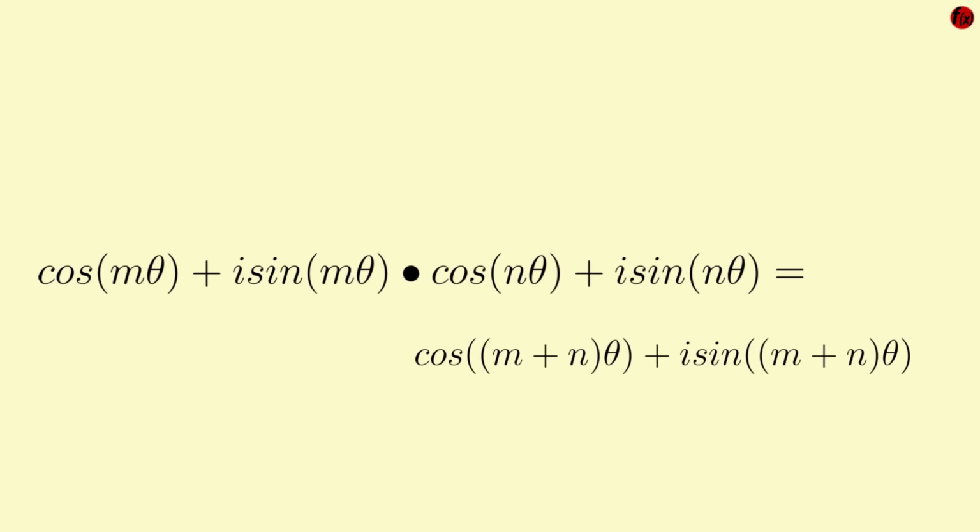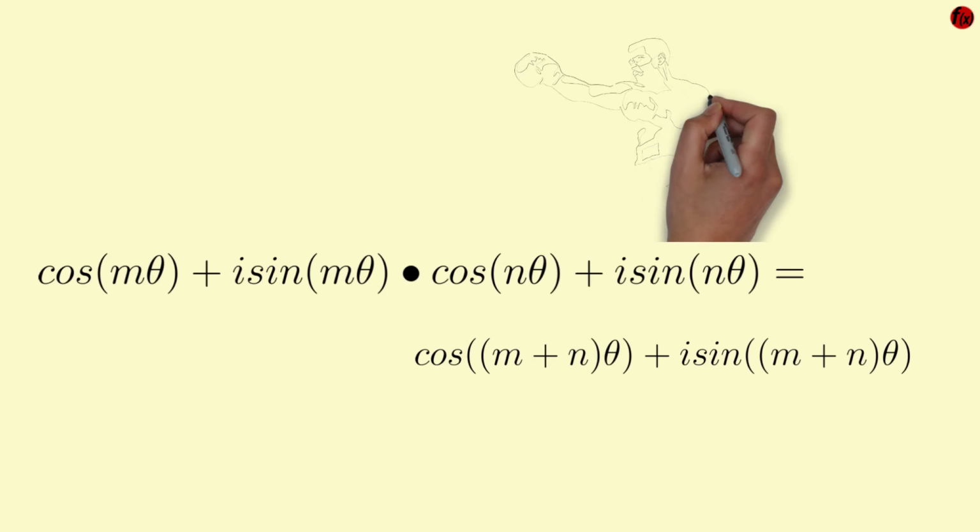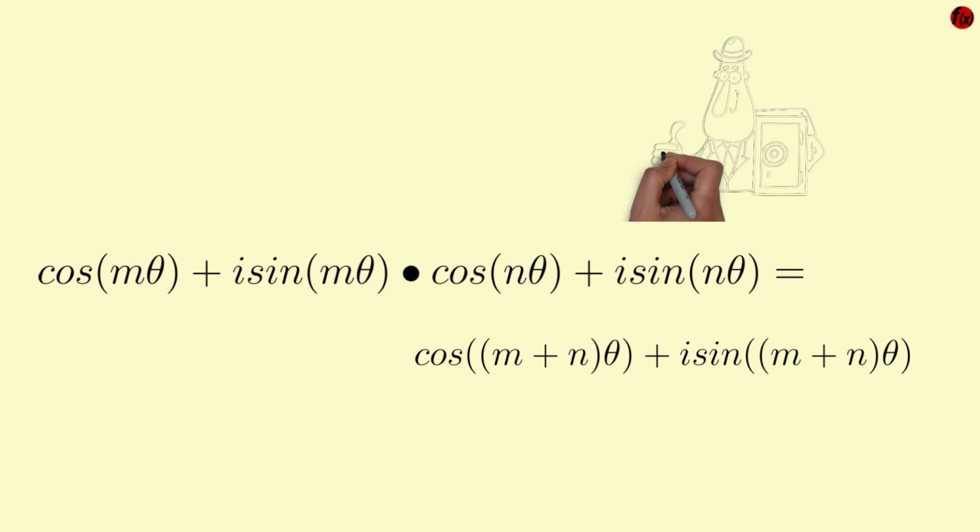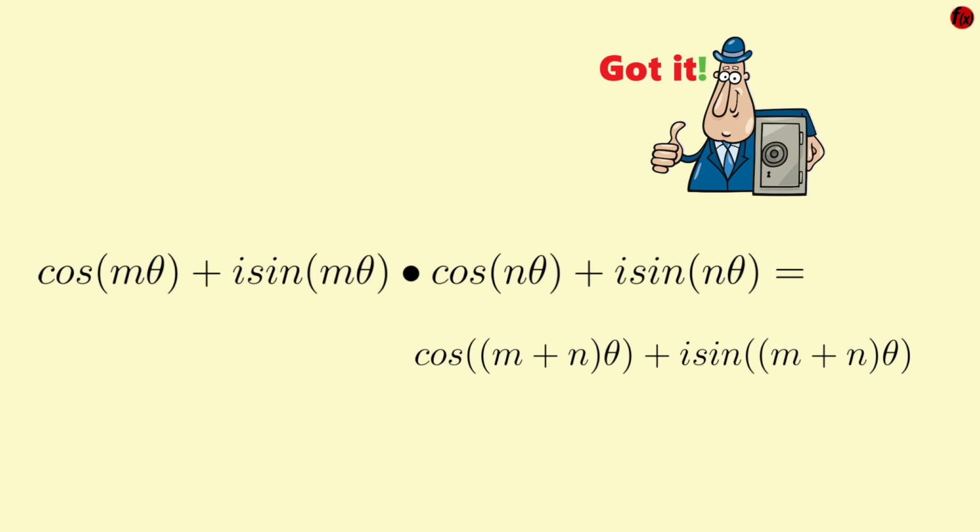Use de Moivre's theorem to prove that (cos mθ + i sin mθ)(cos nθ + i sin nθ) is equal to cos (m+n)θ + i sin (m+n)θ.